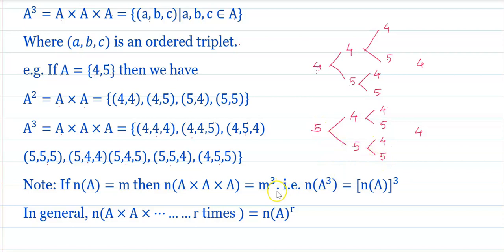Okay, in this way. Now the next is a note that if n(A) is m, then n(A cross A cross A) is equal to m raised to 3. That is, 2 raised to 3 means what? 8. Now next, n(A cube) is equal to (n(A)) cube. In general, n(A cross itself r times) gives n(A) raised to r.